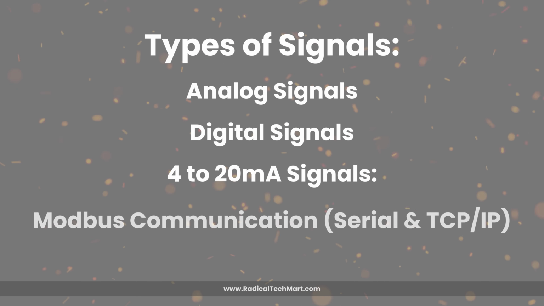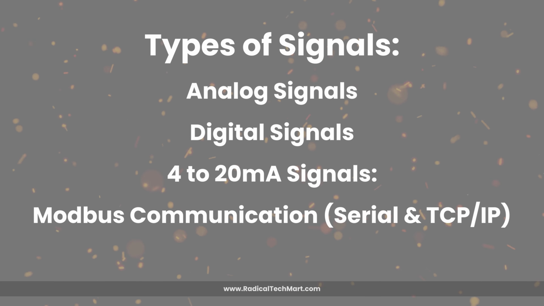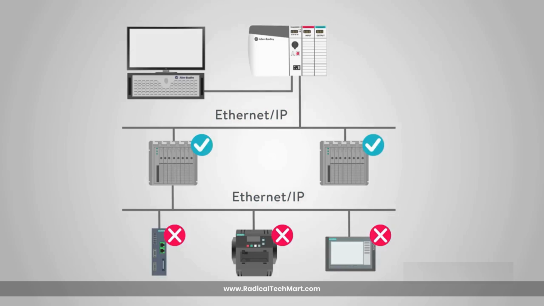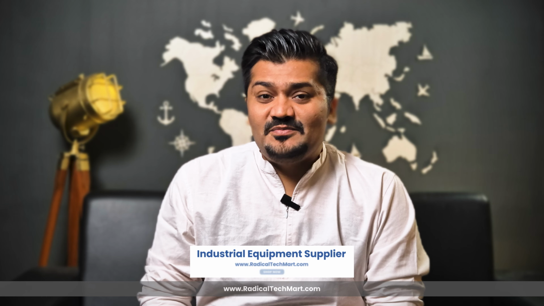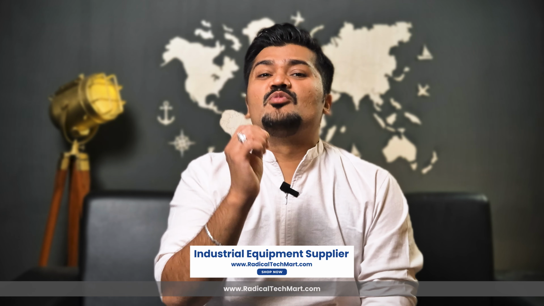Now let's go through the fourth one, Modbus communication. Modbus communication is available as serial and TCP/IP protocol. Modbus is a serial communication protocol used for transmitting data between industrial devices. It also allows multiple sensors, controllers, and PLCs to communicate over a network. Let's take one example. A PLC collecting data from temperature, pressure, and flow sensors over a single Modbus network.